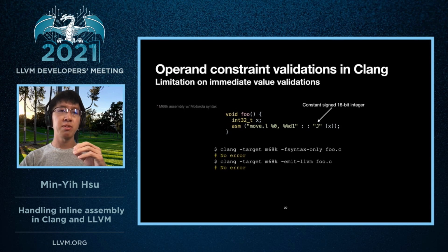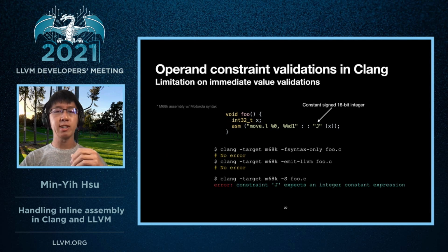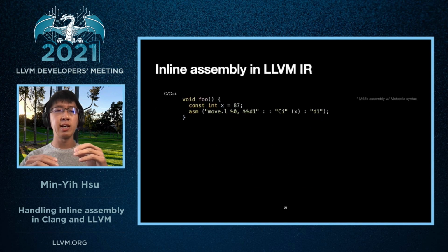However, if we only run the front end, it doesn't give us any error message. That is because Clang is pretty permissive on this kind of immediate value validation. It will only raise an error if it's 100% sure the value is out of bound. Of course, eventually the backend will catch the error. So that is basically all the essential things we need to do in Clang.